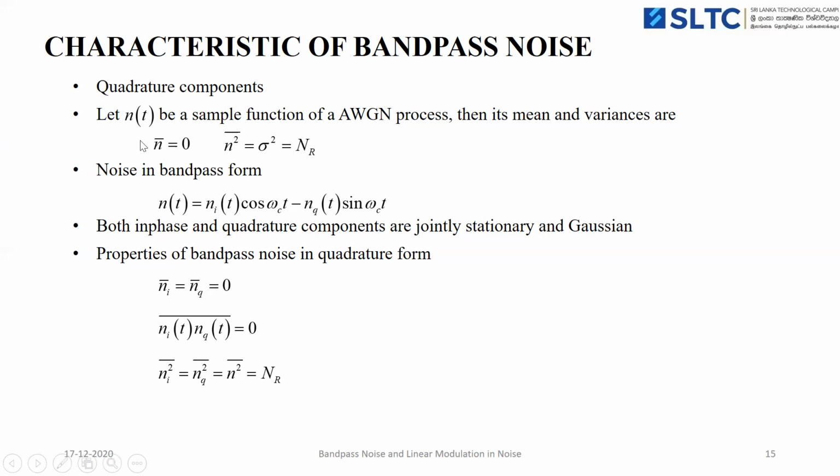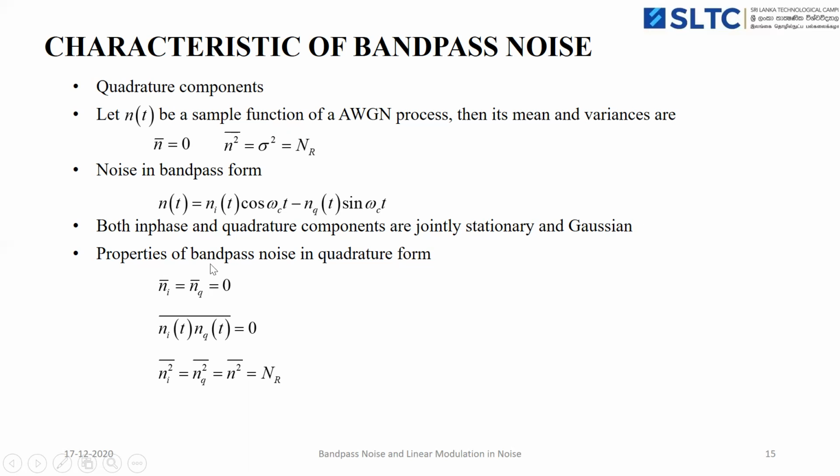So, the noise in bandpass form. We can represent the quadrature form of the bandpass noise n(t) as n_i(t) cos ω_c t minus n_q(t) sin ω_c t. The first term is the in-phase component, and the second term is the quadrature component. Both the in-phase and quadrature components are jointly stationary and Gaussian.